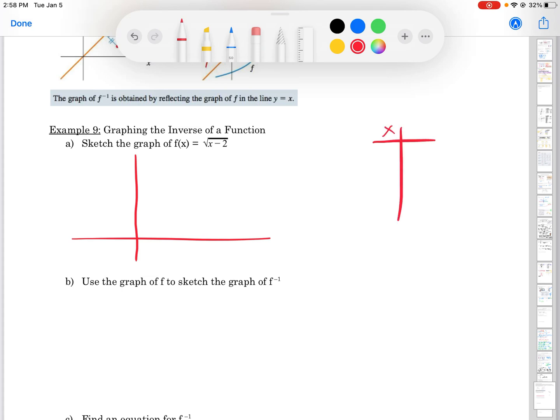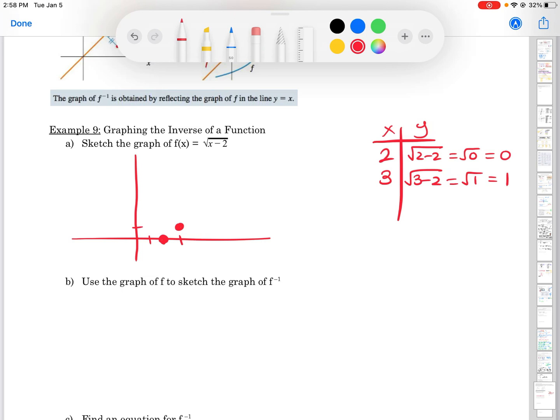So let's see, x's and y's. If we plug in 0, we can't take the square root of that. If we plug in 1, we can't take the square root of that. How about 2? That would be the square root of 2 minus 2, which is the square root of 0, so we get 0. All right, so (2, 0) is a point. And then 3 would be the square root of 3 minus 2. Square root of 1 is 1. So (3, 1).